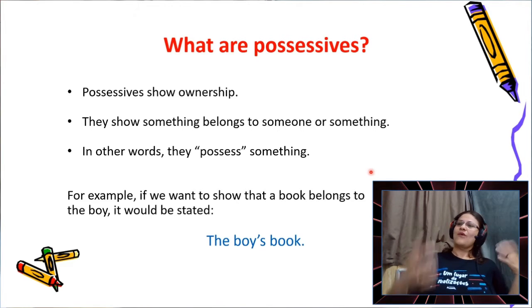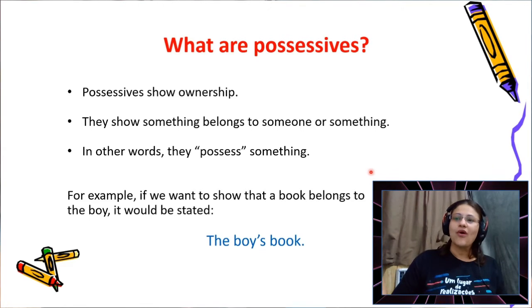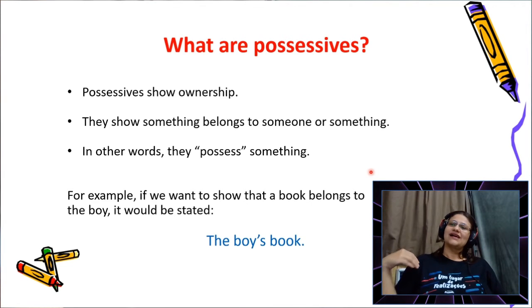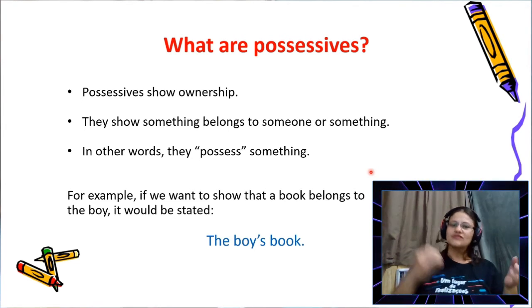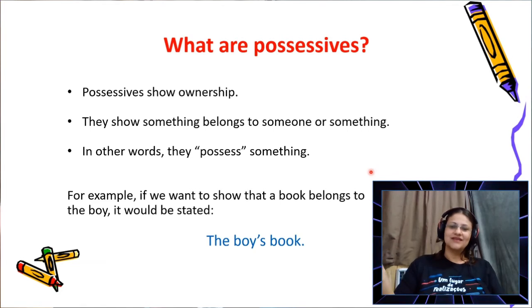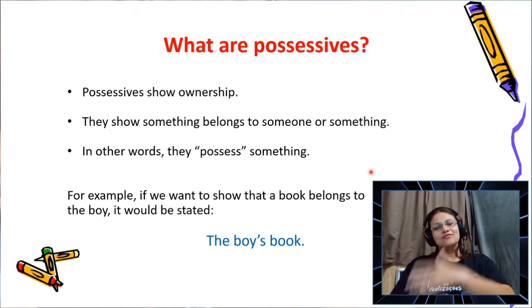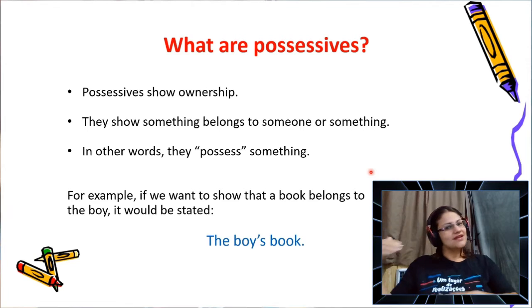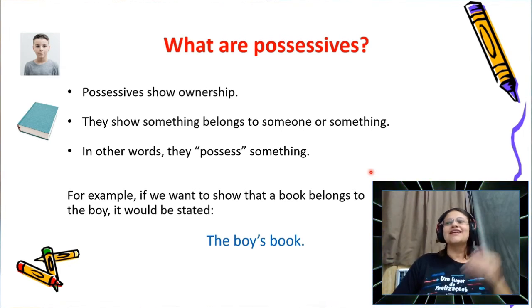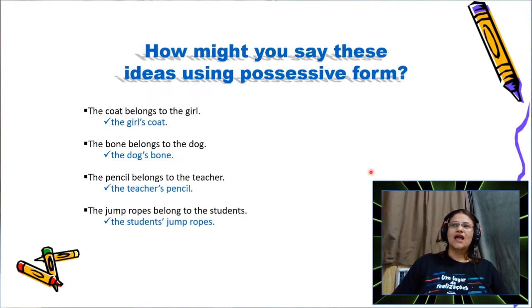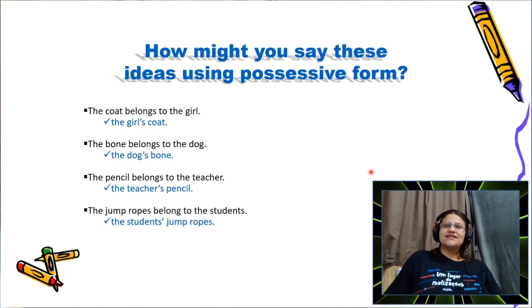Okay, for example, if I want to show that a book belongs to the boy, I would say the boy's book. I can say the book belongs to the boy. This is the boy's book is another way to say the same thing. Like the boy, like the book. Okay, the boy's book. Let's see the rules. How might you say these ideas using possessive form?